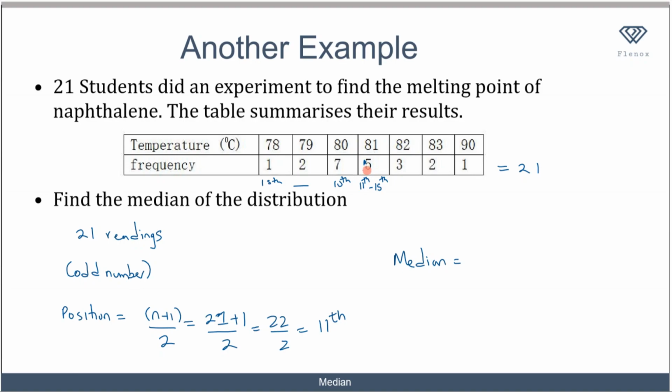So what do I do? I just trace it to the temperature reading over there, and the temperature reading over there is 81. So it means that my median in this case is what? 81 degrees Celsius to be precise.